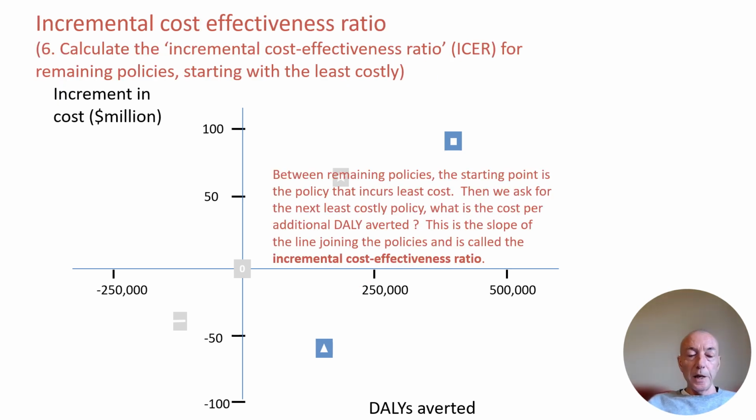Okay, so we've taken out our dominated and extendedly dominated policies. So in this example, we're left with two policies. Now, between the remaining policies, the starting point is the policy that incurs the least cost. So that's the triangle. Then we ask for the next least costly policy, the square, what is the cost per additional DALY averted? This is the slope of the line joining the policies, and this is what's called the incremental cost effectiveness ratio.